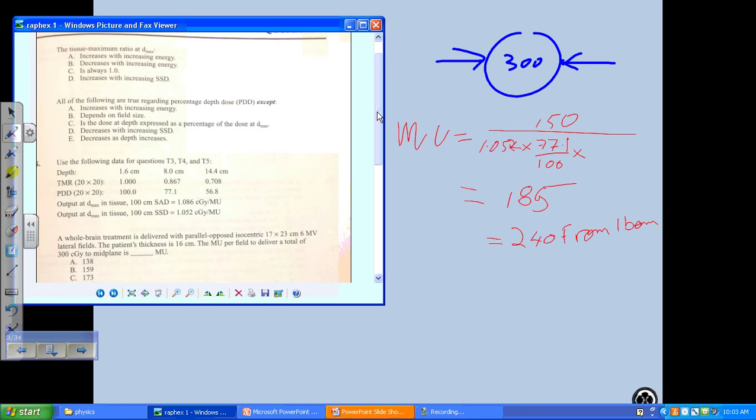So it would be 185 times 0.568, right? Because we're going the other way around. 185 is from the other beam as well, same dose. If you take 185 times 0.568, that 0.568 is the PDD. Remember what the PDD is? It's dose at depth divided by dose at Dmax.